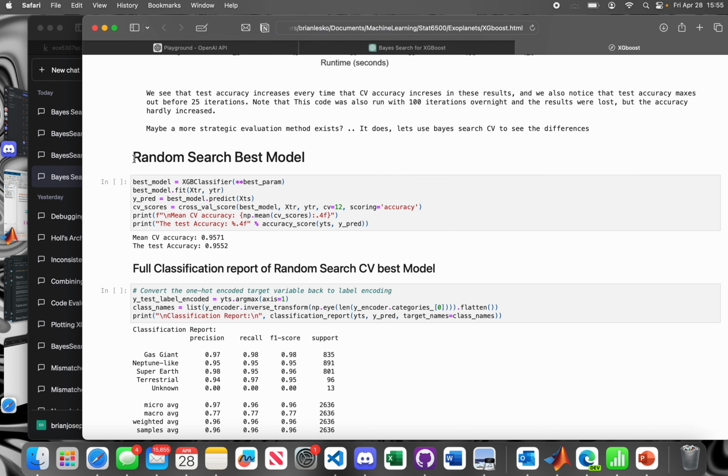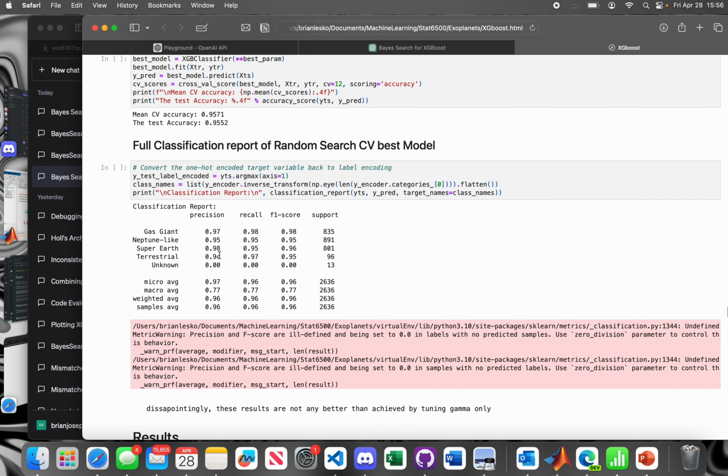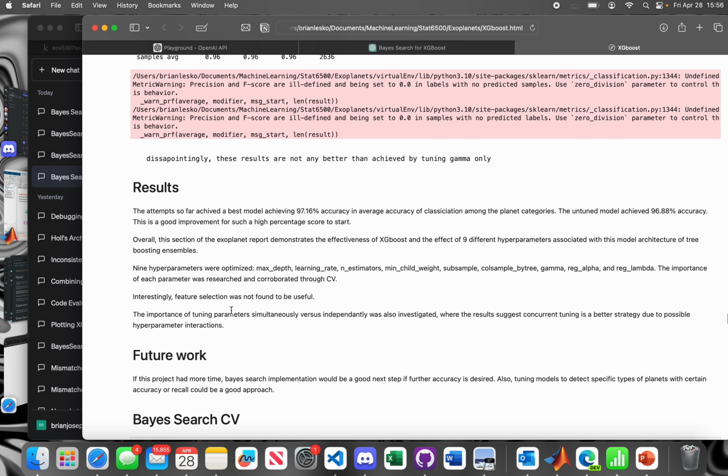So we're going to take a look at the best model we found through random search, and unfortunately it did not find as good of a model as just tuning gamma only. This could be because of an unlucky seed or something else, but it wasn't very good. We can see a slight decrease in precision across all classes.